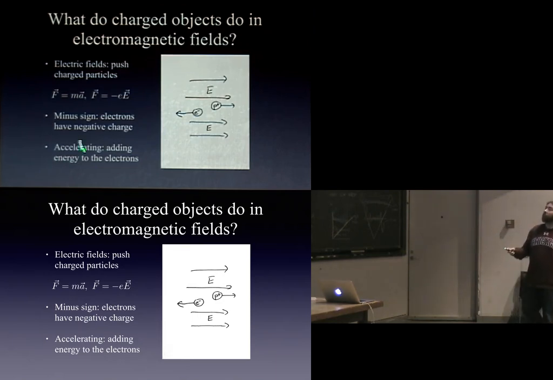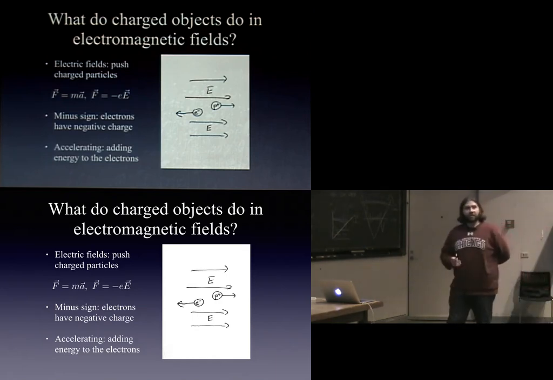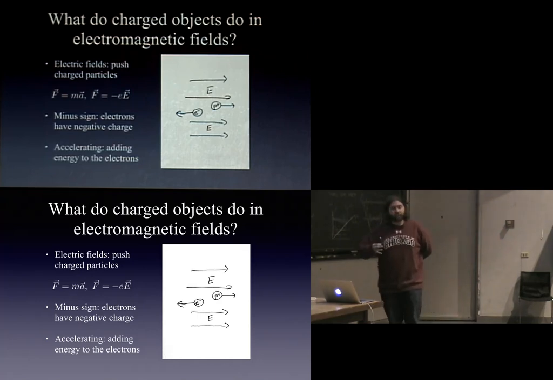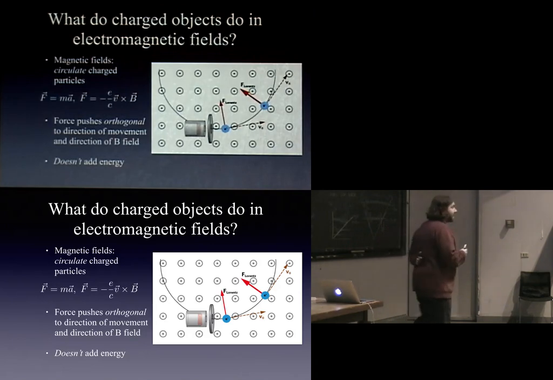And it's important to note that this accelerates the particle, right? It makes it go faster and faster and faster, which means that its kinetic energy is increasing. So when I put a particle in an electric field, it wants to add energy to the system, right? It's just dumping energy in. Which is very different from magnetic fields.